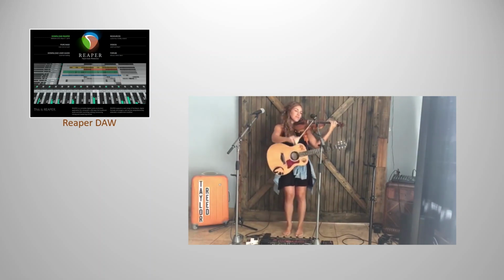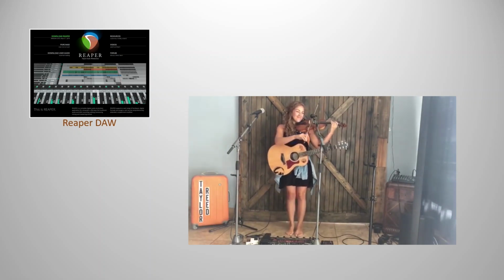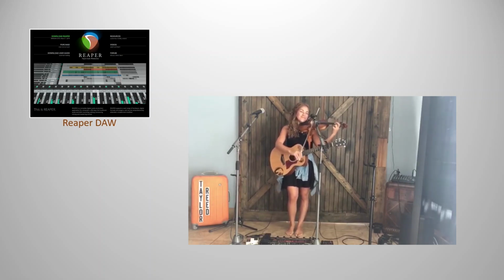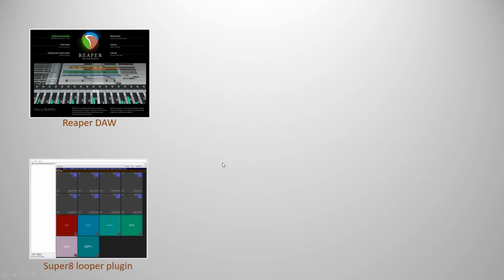So if you want to do live looping, you either purchase a rather expensive looper, or you can use the Reaper DAW together with some plugins and an inexpensive foot pedal and MIDI controller. So what you need is at least, of course, the Reaper Digital Audio Workstation. Next thing you need is the Super 8 Looper plugin.